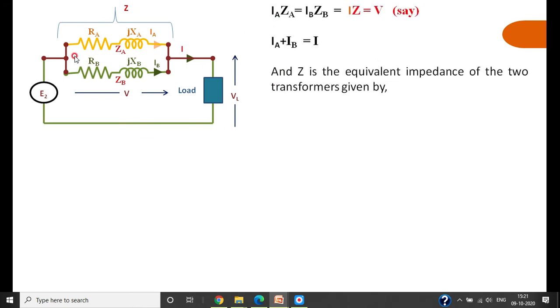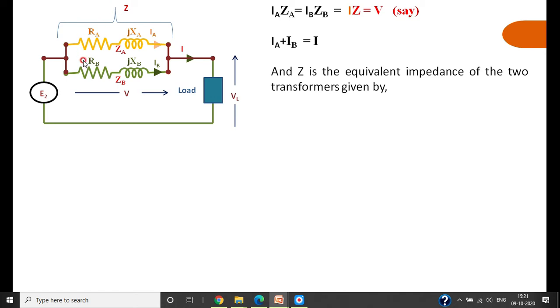Same thing I have written here. That is, IAZA is the voltage. V is nothing but IA into ZA. That is also equal to IB into ZB. The product of IB and ZB is also V. The product of IA and ZA is also V. Therefore, because they are connected in parallel, I call it V.